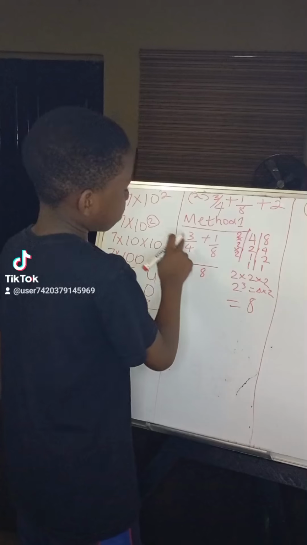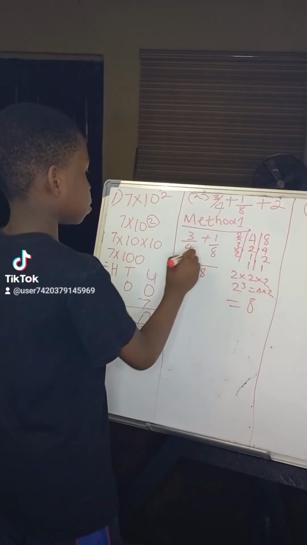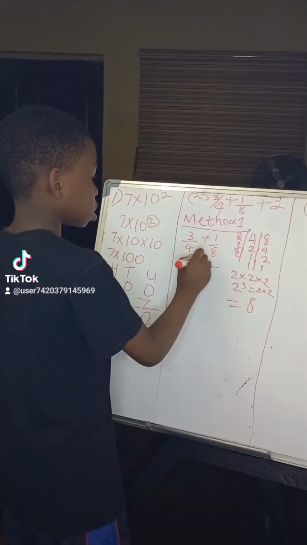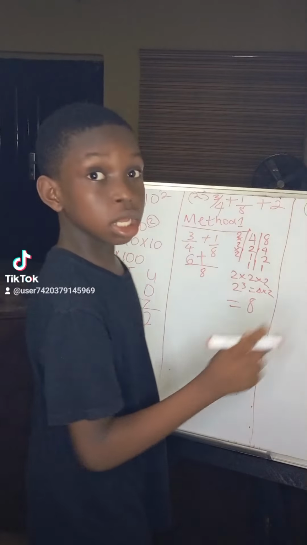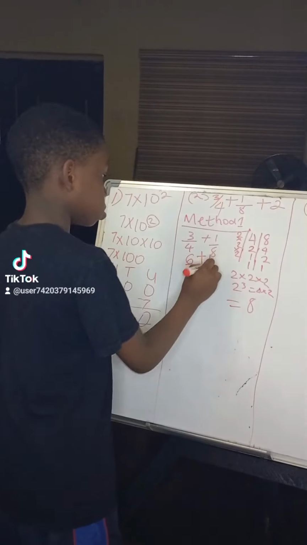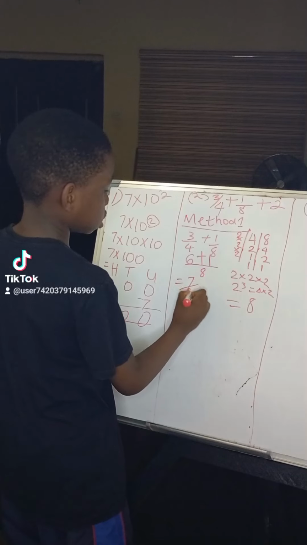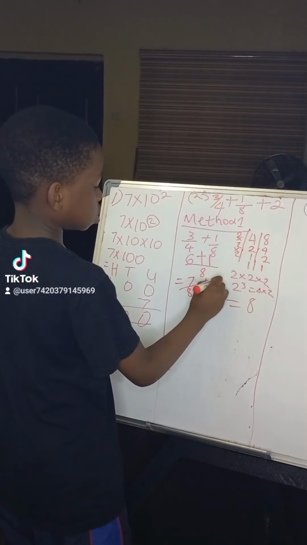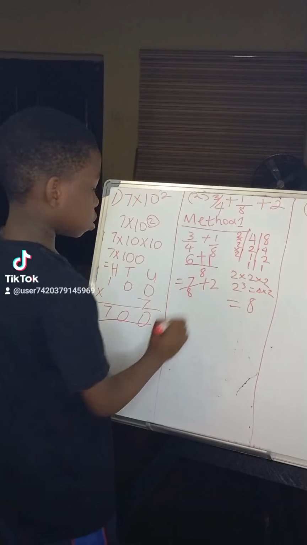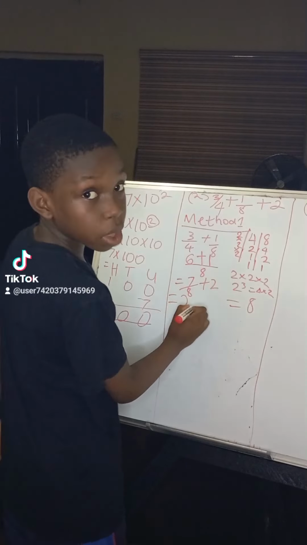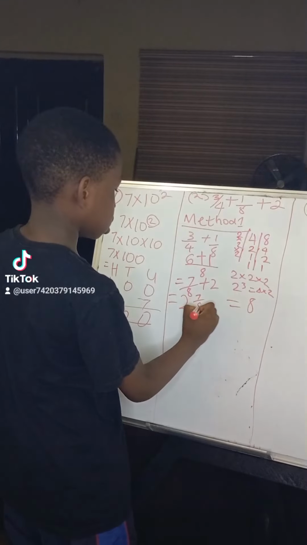8 divided by 4 is 2. 2 times 3 is 6. Plus 8 divided by 8 is 1. And 1 times 1 is 1. 6 plus 1 is 7, which equals to 7 all over 8. Plus 2. Since 2 is already a whole number, we just write 2 whole number, 7 over 8.